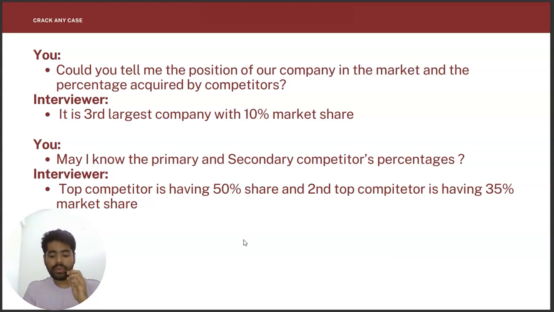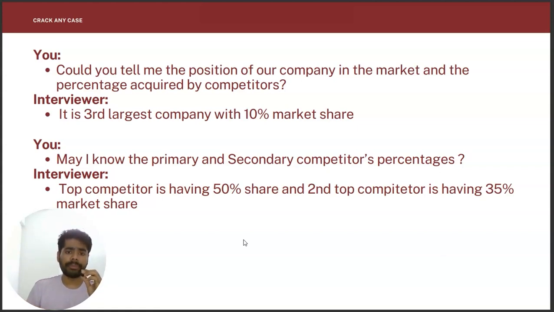And how that defines by concentrating on each and every aspect, like competitors and our strengths and weaknesses. So you are going to ask, could you please tell me the position of our company in the market and the percentage acquired by the competitors? So it's the third largest company with 10% of market share, he said. And the percentage acquired by other competitors, we don't know. He didn't say. So you are going to again ask that. Like, may I know the primary and secondary competitors' percentage?